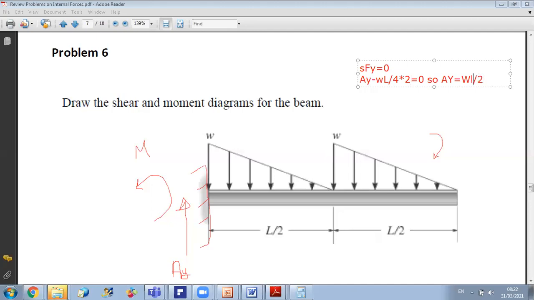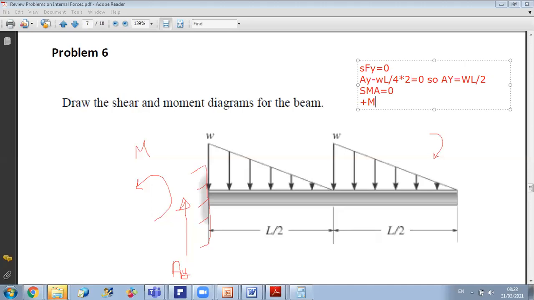Now, concerning the reaction moment at the fixity, M. To get the reaction at the fixity M, I will do sum of moments about any point. I will choose A. So sum of moments about A equals 0. Considering the counterclockwise as positive, I have plus M.